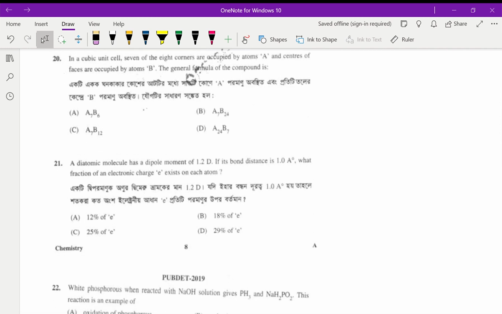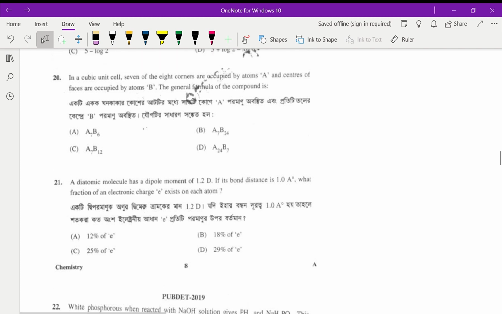In question number 20, it is given that in a cubic unit cell, 7 of the 8 corners are occupied by A atoms and the centers of the faces are occupied by B atoms. We have to find out the general formula. For solving this type of question, let us first consider a cube.